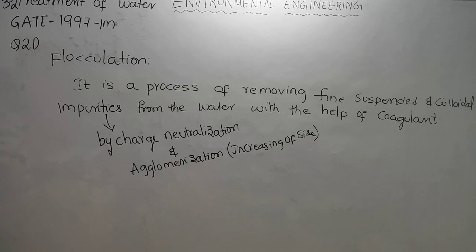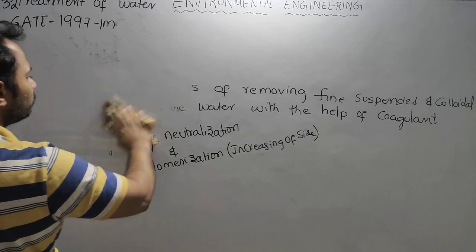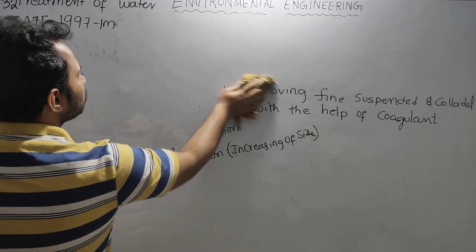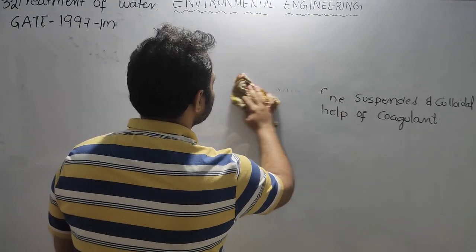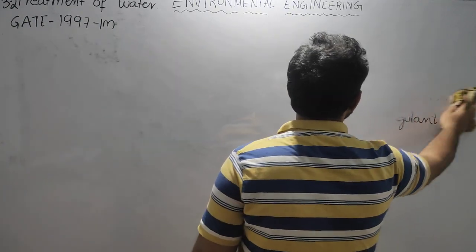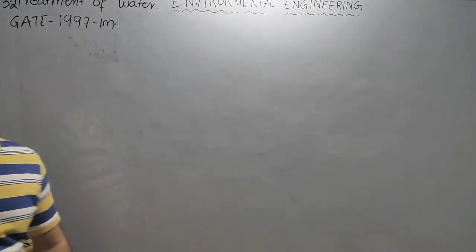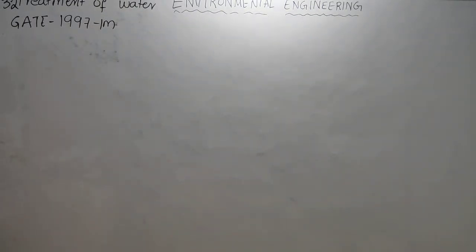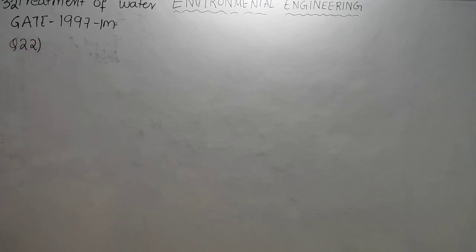Question number 22, 1997, 1 mark. The question is like this: design parameters for rapid mixing unit are. So question number 22, the design parameters of rapid mixing unit.